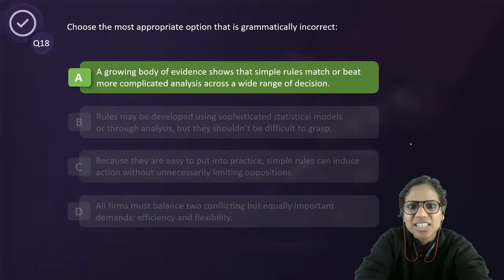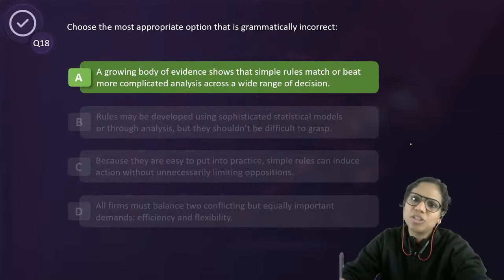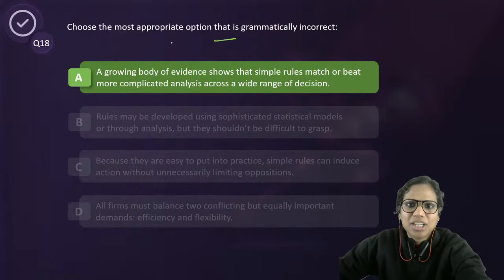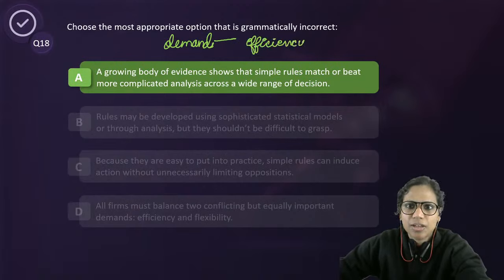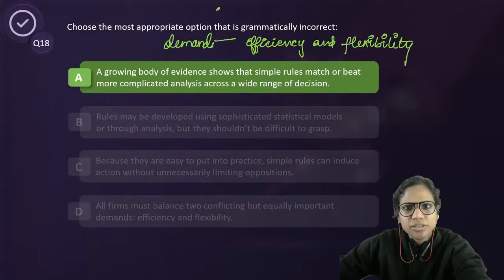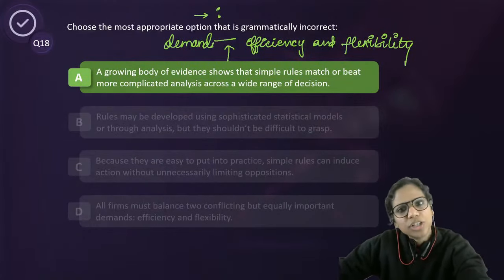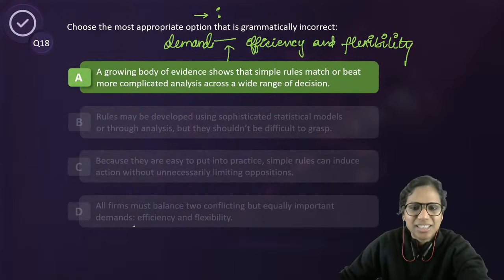In the last sentence, is the colon necessary? All firms must balance two conflicting but equally important demands. Yes, I need a punctuation mark there, right? It could be an em dash like this. After demands, I place an em dash. Efficiency and flexibility. Or it could be a colon. Basically, I'm just naming those two things. So an em dash will do, a colon will do, but I need something there, right?